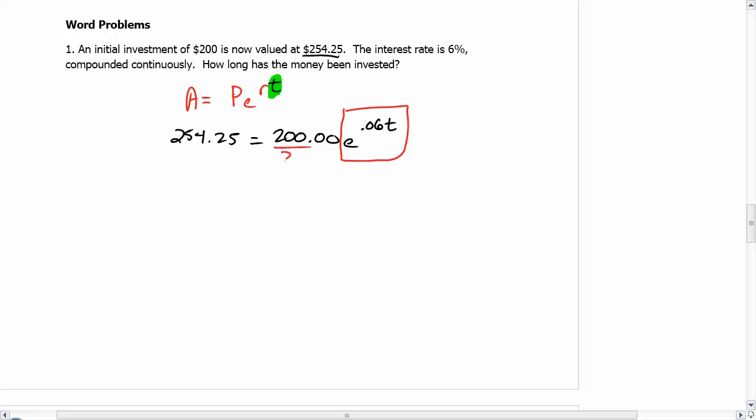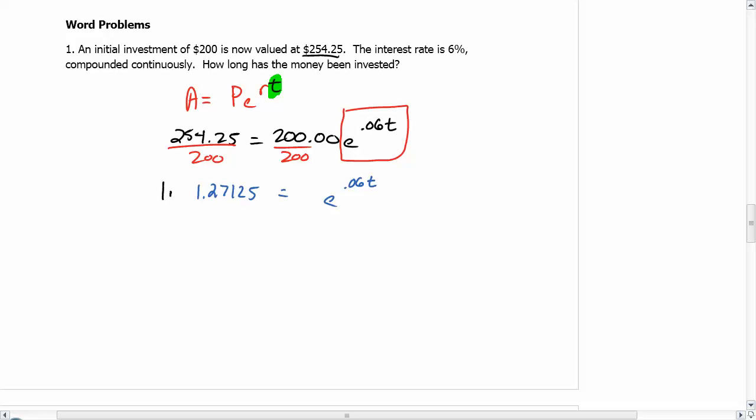Okay, so first step, dividing by 200 on both sides. Okay, so on that left side, you want to go ahead and divide that out. Since it's already a decimal, there's no point in trying to keep it in a fraction. Sometimes if they've been exact integers, you don't want to switch it to a decimal too early. Okay, but this one, keep as many decimals as you can. I'm going to keep them all: 1.27125. Okay, and that's equal to e raised to the 0.06 times t.